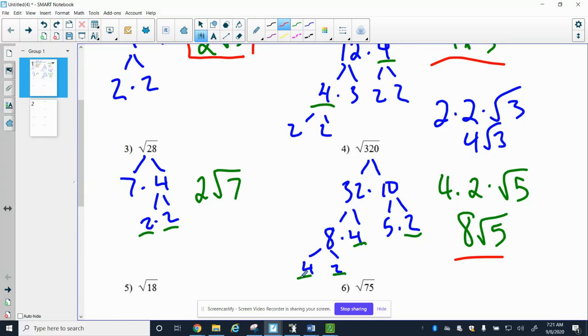Again, you could have taken these 4's further like we did with 2 up here, but you're going to wind up getting 2 times 2 times 2 times root 5, which is still 8 root 5.